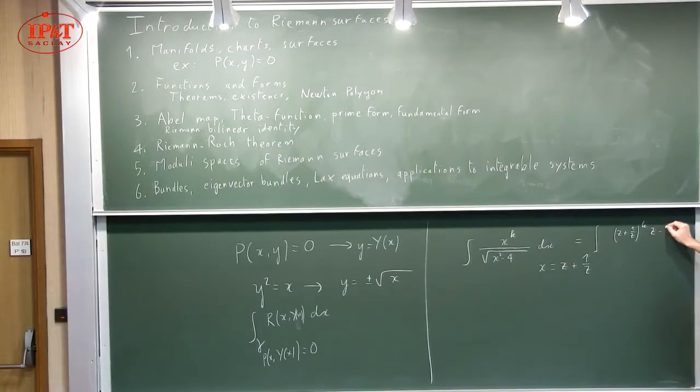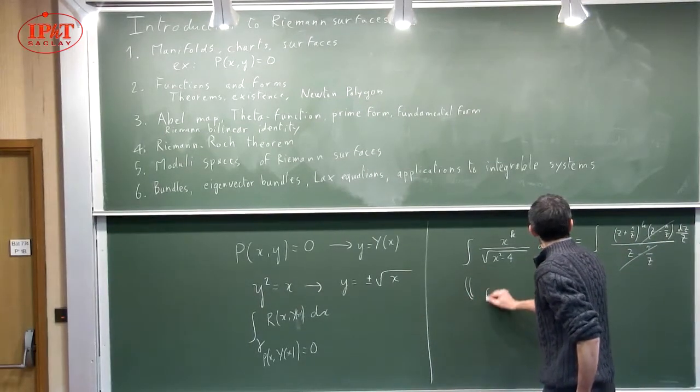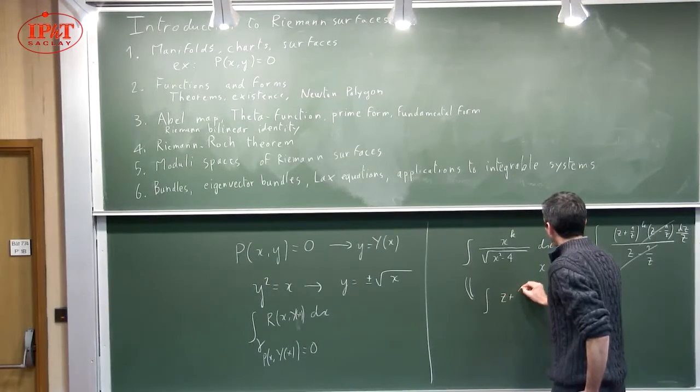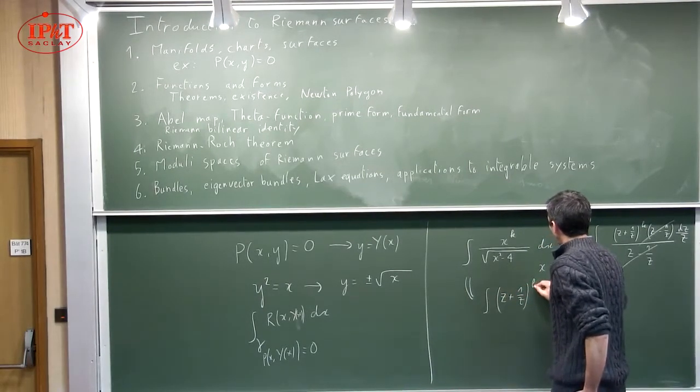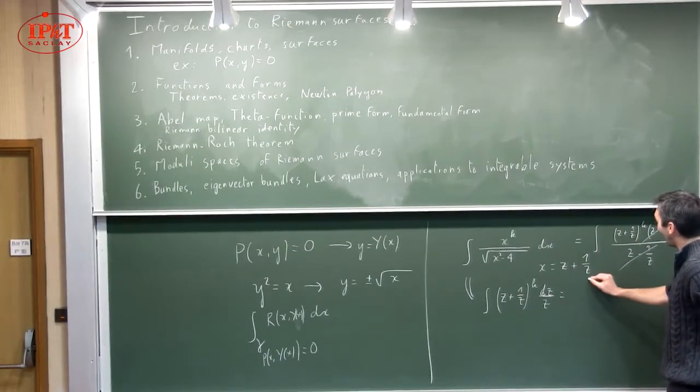Let me write it as z minus 1 over z, dz over z, divided by the square root of x squared minus 4, which is just z minus 1 over z. The denominator cancels the term, so you are left with just integrating a rational function. This is quite easy. So basically what you get is that this integral is the integral of z plus 1 over z to the power k, dz over z.